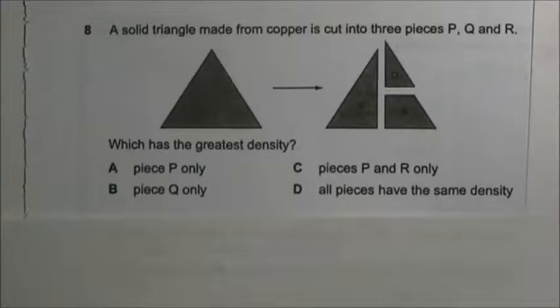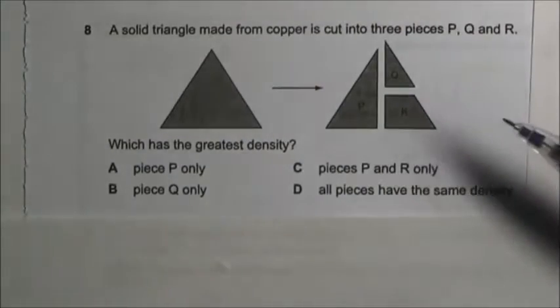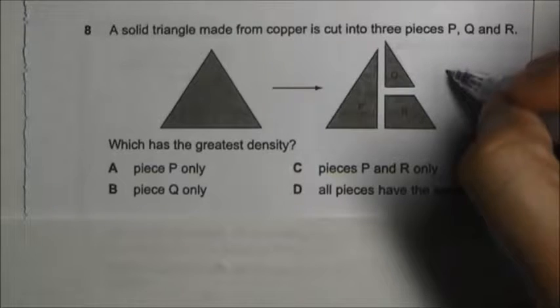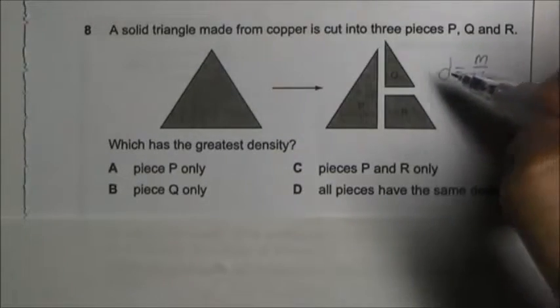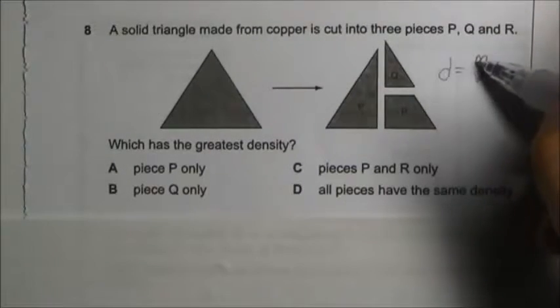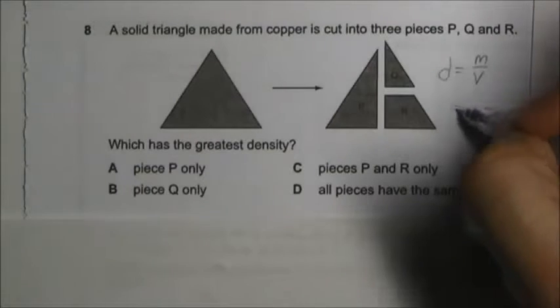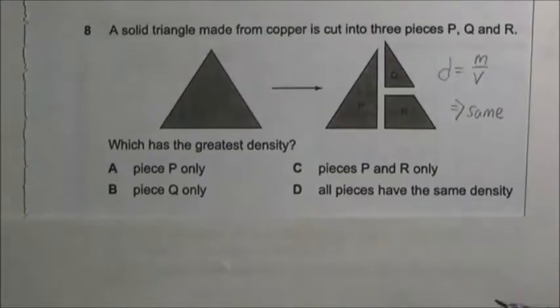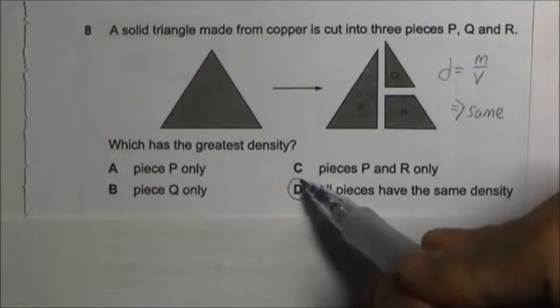Okay, in this question, we are being asked the density change when a big triangle is being cut into 3 smaller pieces. Let's revisit the formula of density, which is density is equal to mass over volume. So for the smaller pieces, the mass will decrease and the volume will decrease with it. Hence, there will be no change in the density as long as the material is the same. So the answer should be D.